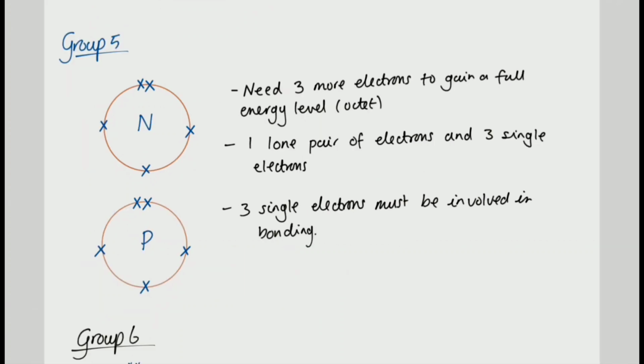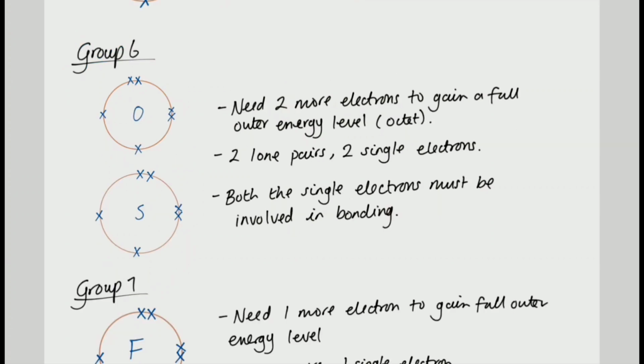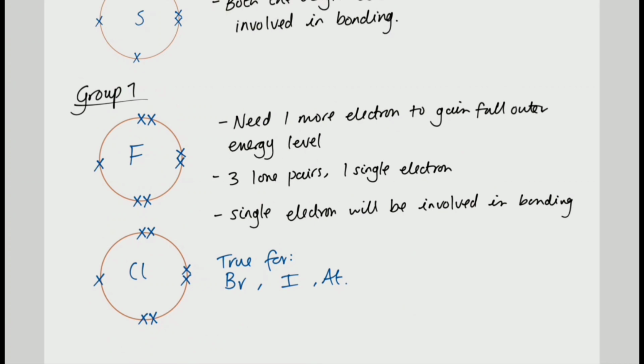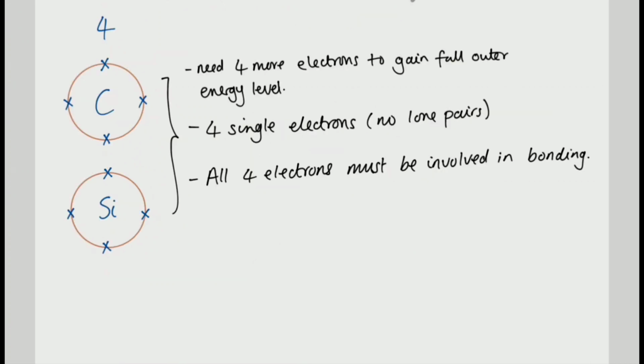The group 5 elements will form 3 bonds. The 1 lone pair. Group 6 elements will form 2 bonds. Group 7 elements will form 1 bond. And group 4 elements will form 4 bonds. So armed with this information, let's see if we can draw the structure of some simple covalent molecules.